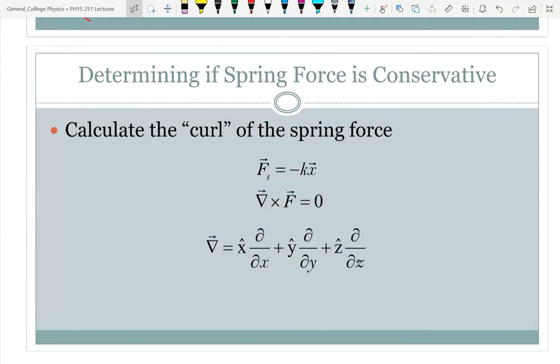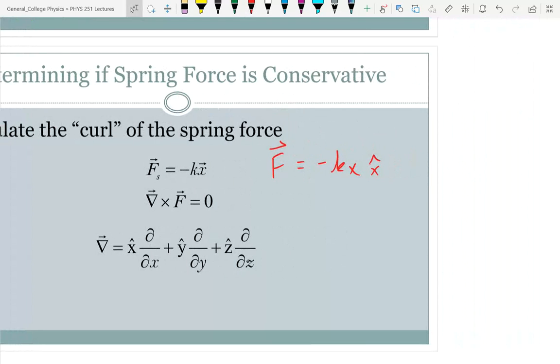We're going to calculate the curl of the spring force. The spring force is minus k x, and here I put the force is minus k times the x vector. If we define our directions right, we could just say that the force is minus kx in the x direction, if we just define x as the direction that we're stretching the spring. That works just fine for a spring. So that's what I'm going to do.